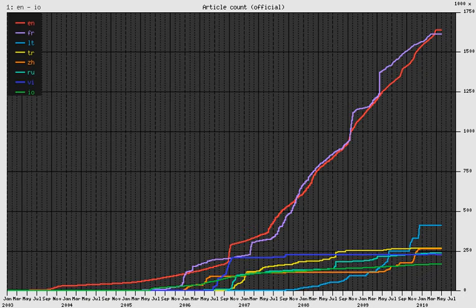The largest of the language editions is the English Wiktionary, with over 5.8 million entries, followed by the Malagasy Wiktionary with over 5.1 million bot-generated entries and the French Wiktionary with over 3.3 million. 41 Wiktionary language editions now contain over 100,000 entries each.